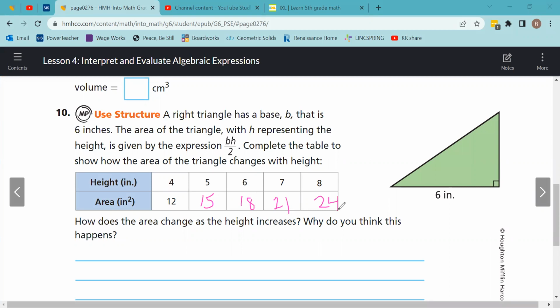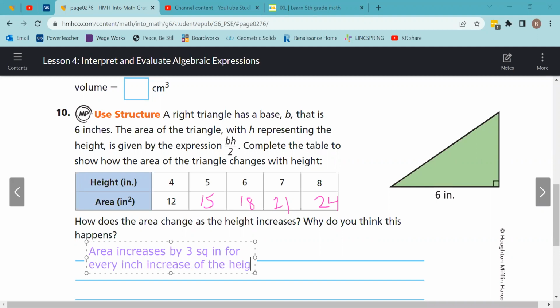How does the area change as the height increases? Why does this happen? Well, each time the area increases by 3 inches, and technically 3 inches squared. I don't know if I can do my little cube thing, but 3 what? Square inches. 3 square inches for every inch increase of the height. Okay, why do you think this is?